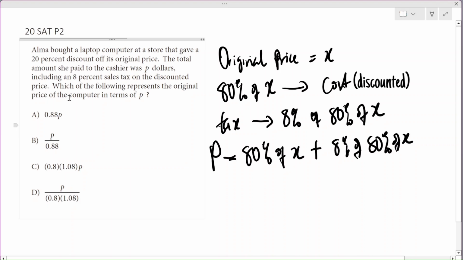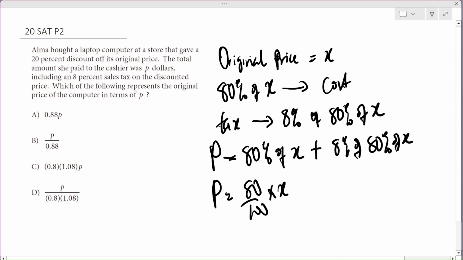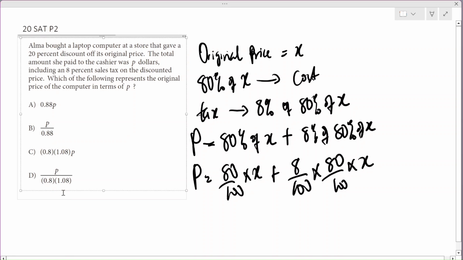Going back to the main question, it says which of these following represents the original price of the computer in terms of P? The original price of the computer is X. So it's telling us to make X the subject of formula of this equation. We can break this down. P equals, 80% is 80 over 100 times X, plus 8% is 8 over 100 times 80 over 100 times X. You can see the options are in decimal, so we'll come back to this and break it down.